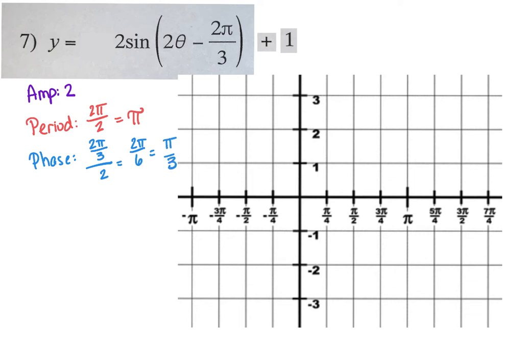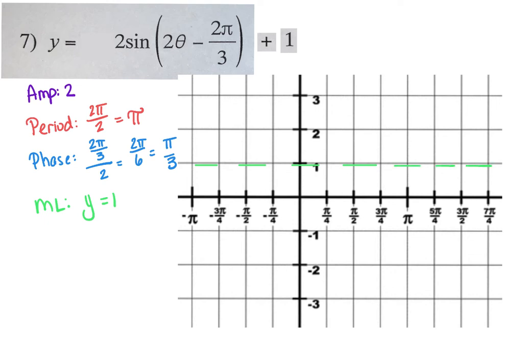And then our midline is that D that we just moved to the back there. So y equals 1. So once again, I'm going to start by putting my midline on my graph at that positive 1, so that I have a starting point for this particular one.